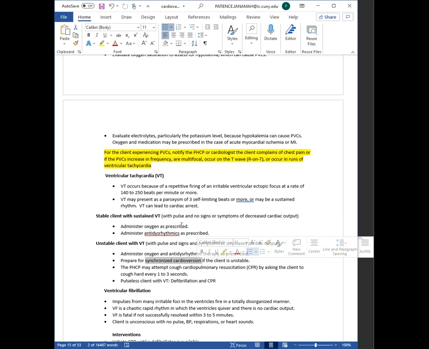The healthcare provider may attempt cough cardiopulmonary resuscitation by asking the client to cough hard every 1 to 3 seconds. And for the pulseless client, for those who don't have a pulse, that's ventricular tachycardia, you defibrillate and you start CPR. So anytime you hear CPR, that means there is no pulse. NCLEX likes those things.